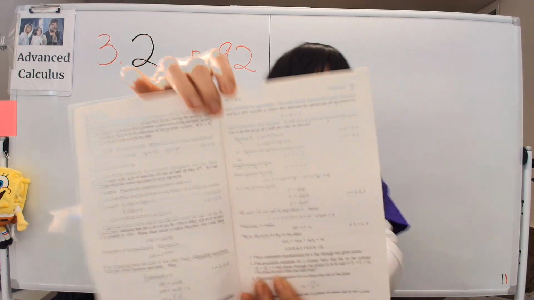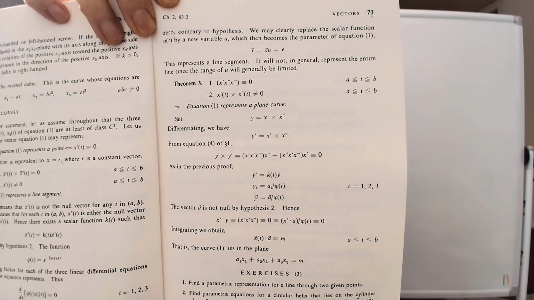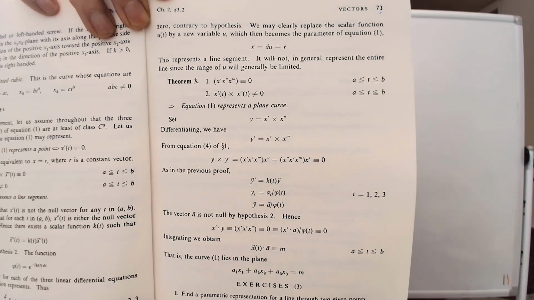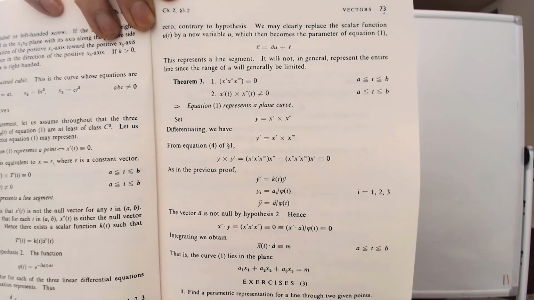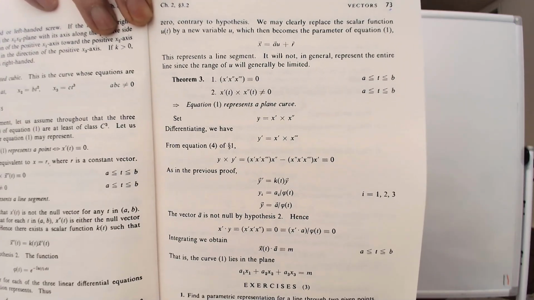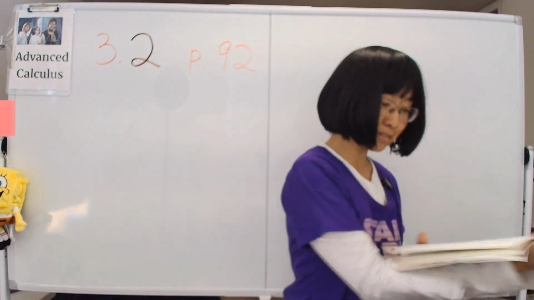First, page 73. There is Theorem 3 on page 73, which says something like, if x', x'', x''' in determinant form is identically 0, and then some other cross product is not 0, then this x is going to be a plane curve. That's going to matter in one of the homework problems.